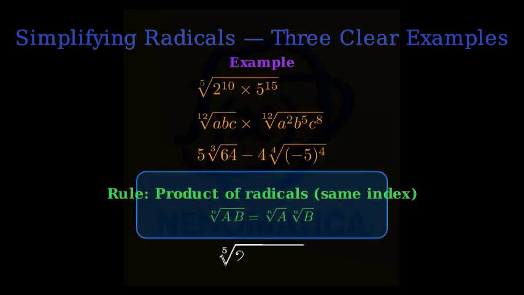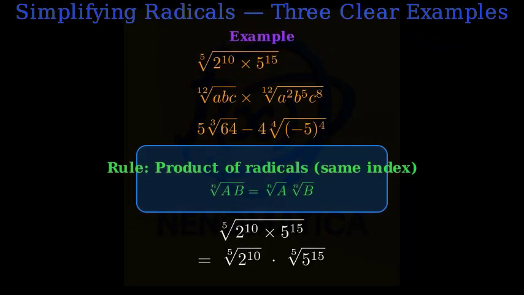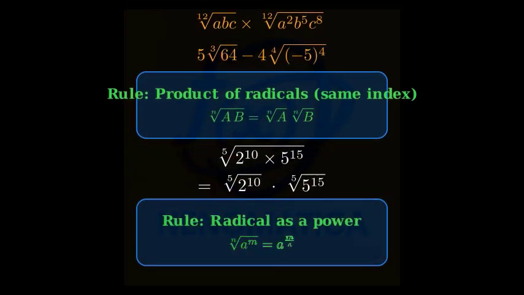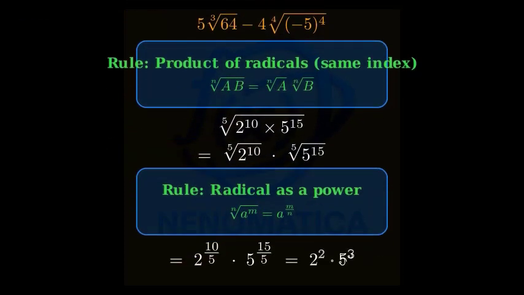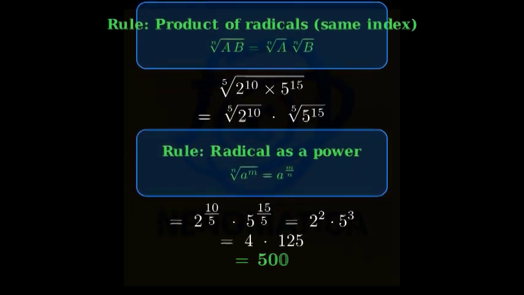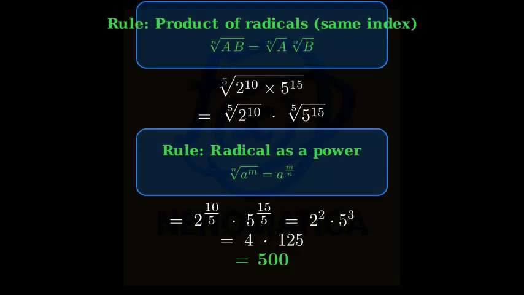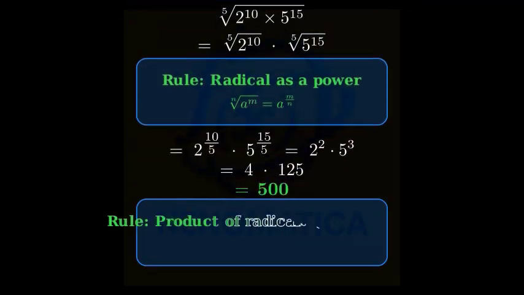We start by using the product rule for radicals with the same index. That lets us split the product inside the fifth root into a product of two fifth roots. Next, convert each radical to a rational exponent and divide the exponents by 5. 10 divided by 5 is 2, and 15 divided by 5 is 3. Finally, compute the powers. 2 squared is 4, and 5 cubed is 125. Multiply to get 500. Example 2.